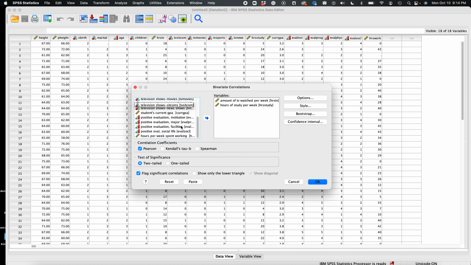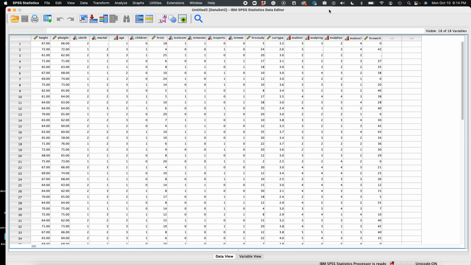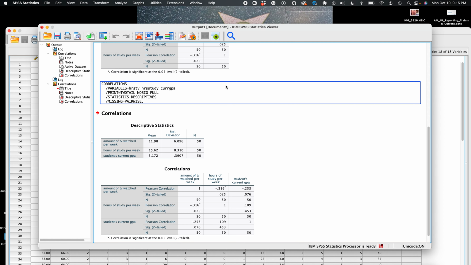Let's look at the student's GPA and see: is student's GPA related to hours of study per week? Is it related to hours of TV watched? And then is studying related to hours of TV watched? So when I click OK, again, hide and go seek with my output.